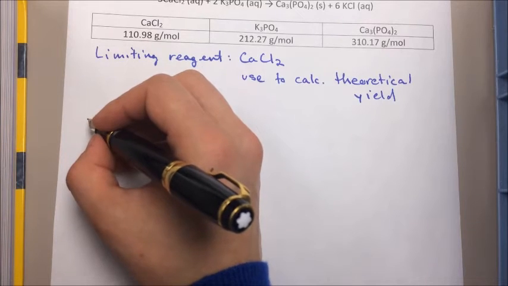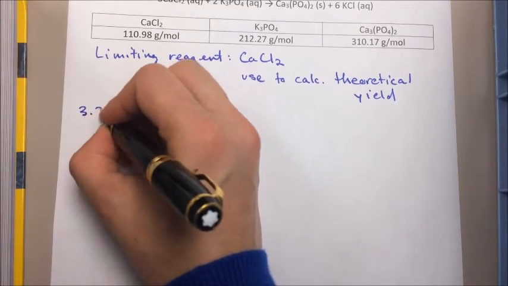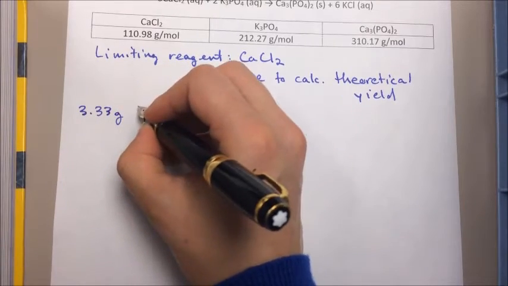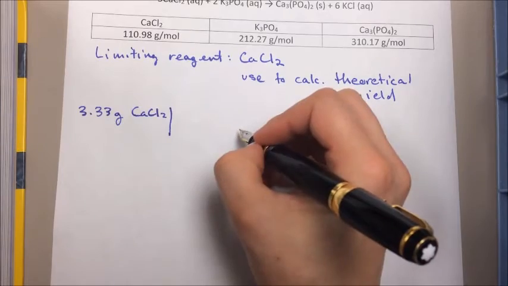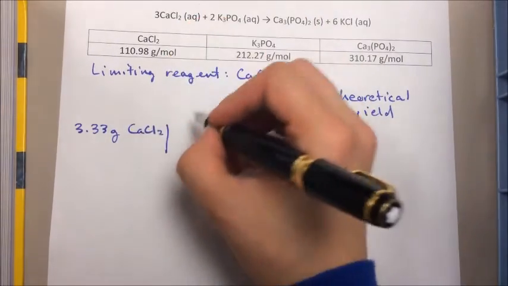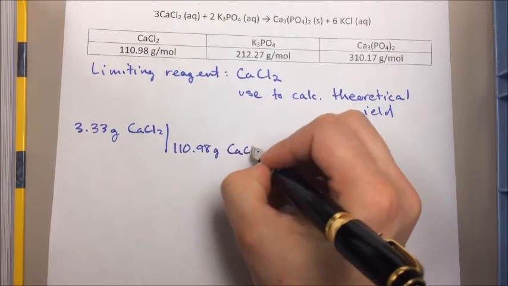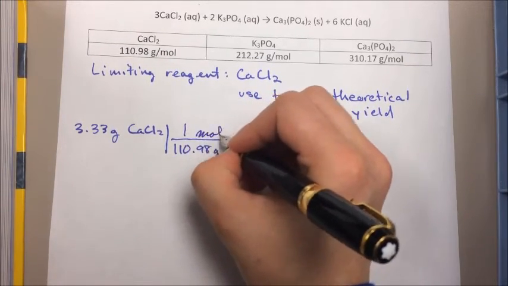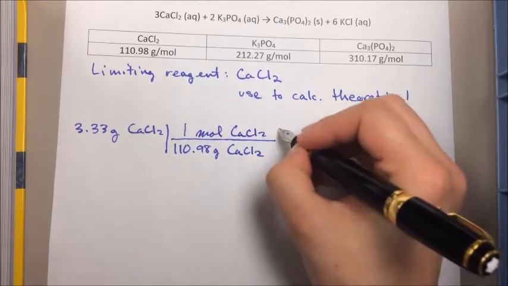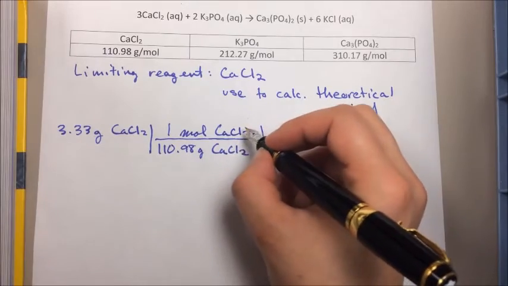We start from the 3.33 grams of calcium chloride. Now we're going to convert grams to moles. To do that, we're going to use the molar mass. So 110.98 grams of calcium chloride gives us 1 mole of calcium chloride. Now we're in moles of calcium chloride.